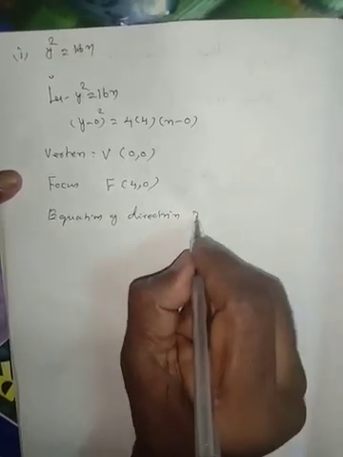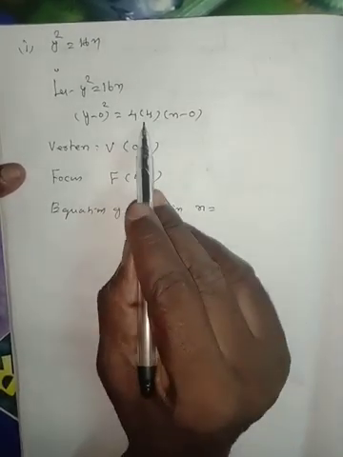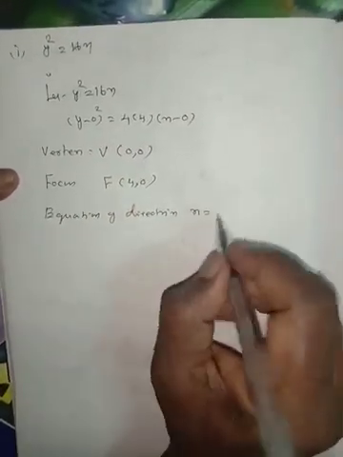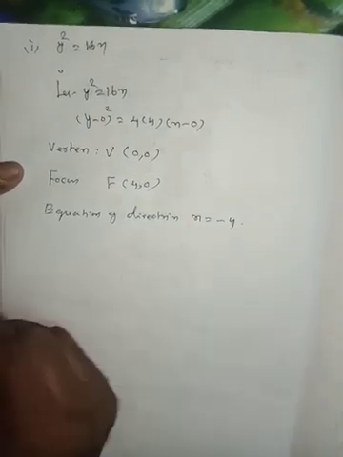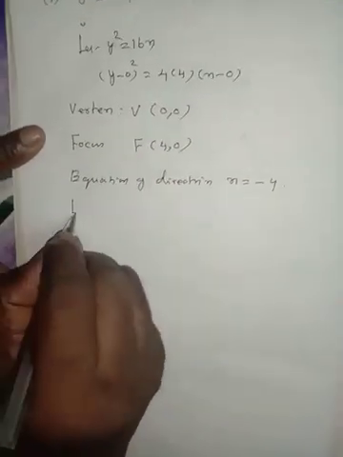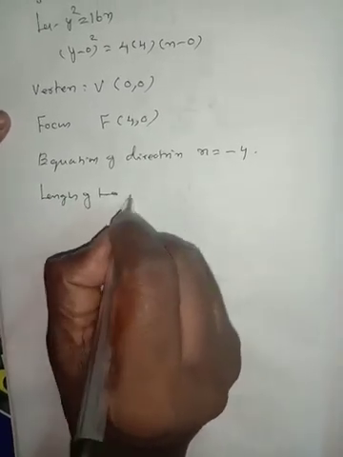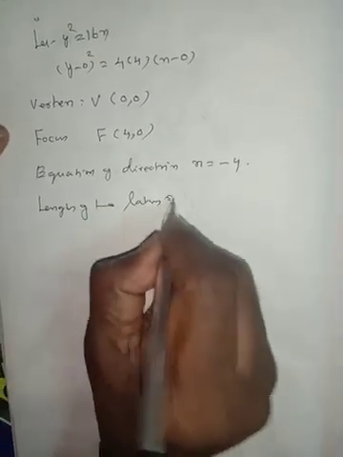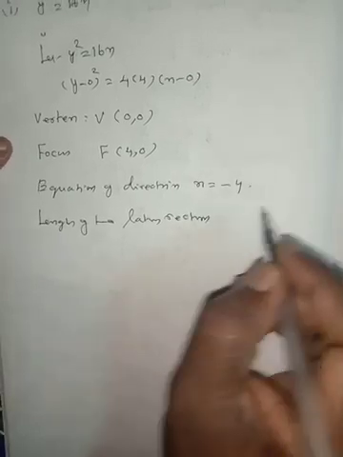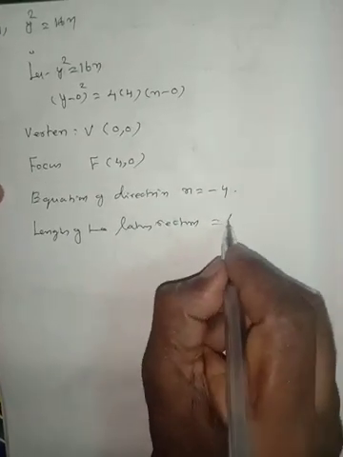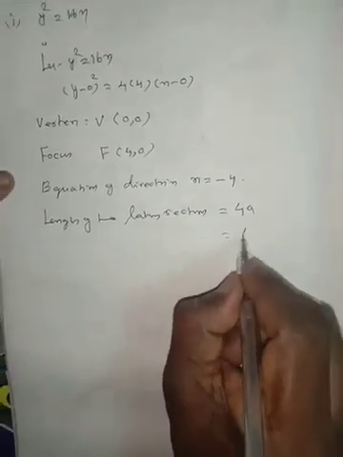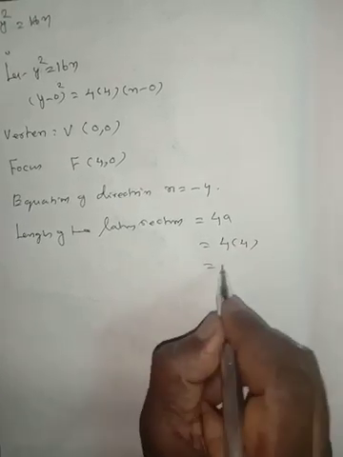X is equal to, here focus is positive 4, therefore negative 4. X is equal to minus 4. Next, length of the latus rectum. Length of the latus rectum is 4a. Formula 4a. 4 into a is 4, therefore 16.